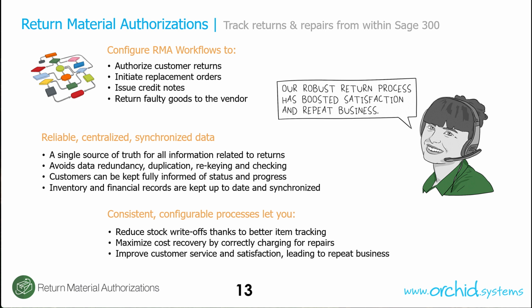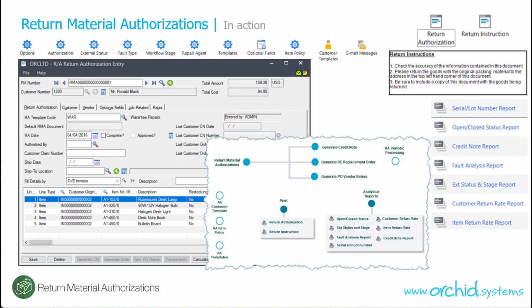It avoids data redundancy, duplication, and rekeying and checking. And at any time, customers can be kept fully informed of the status and progress. And these consistent configurable processes let you reduce stock write-offs thanks to better item tracking, maximize your cost recovery by correctly charging for repairs, and improve your customer service and satisfaction, leading to repeat business. And this is module number 13.